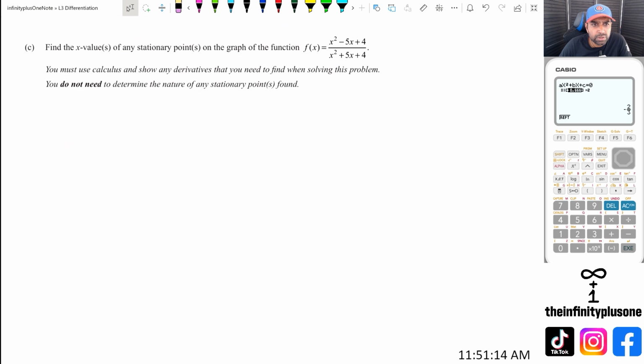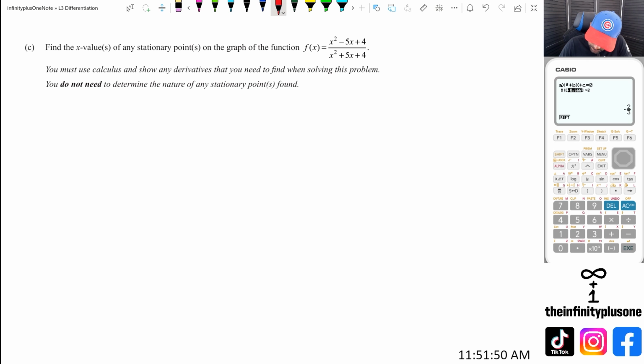Question C, what we got is find values of stationary points. Okay, seriously, this is like x squared minus 5x plus 4 over x squared plus 5x plus 4. I would actually be a bit cheeky about this, and I'm going to try it slightly different just to see if it works or not. So f of x, I can factorize this as x minus 4 and x minus, no, it's not going to work actually. That's fine, I just differentiate it as normal as it is.